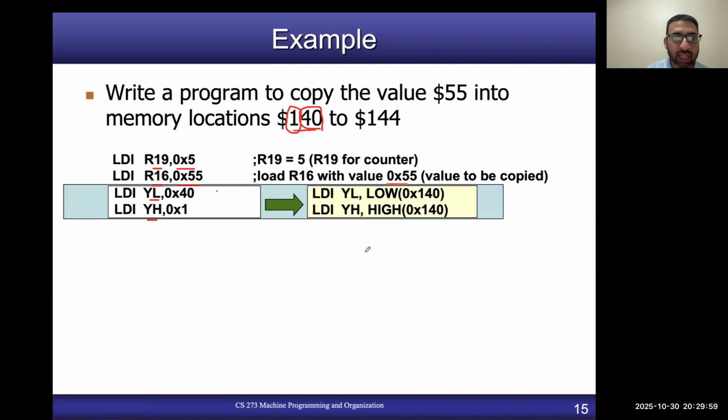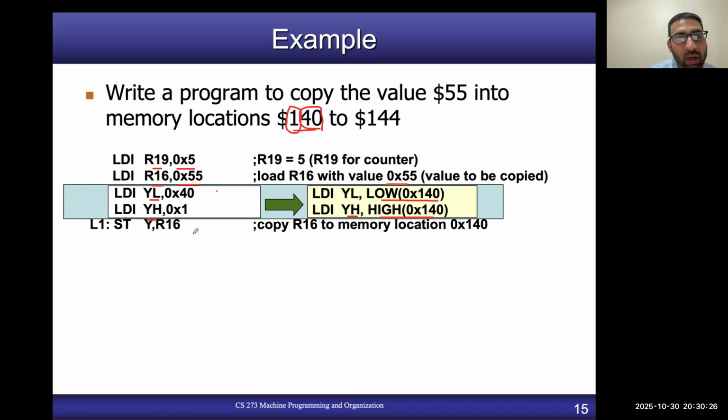You can actually also write it in a more readable form by saying load immediate YL comma low 0x140. So you are basically using the directive, right? It will do exactly the same thing. So you will put 0x40 into YL, and you can also use the high directive here. So it will put 0x1 in the YH register, right?